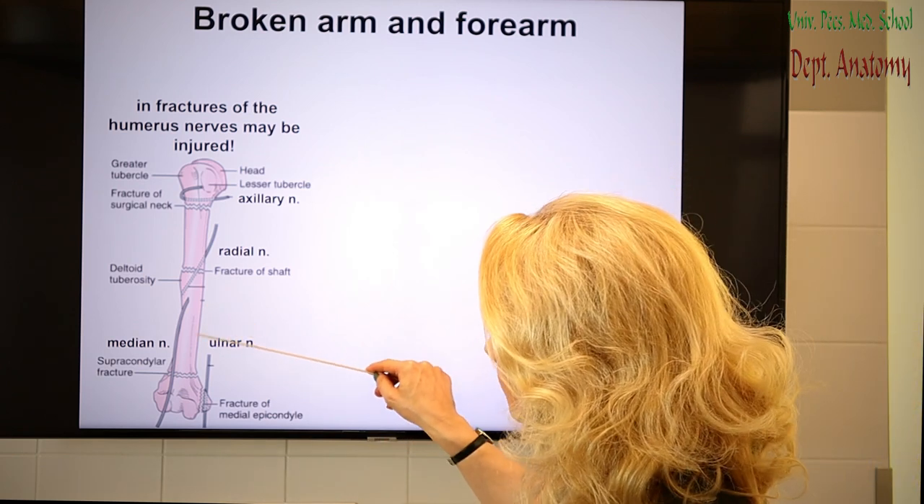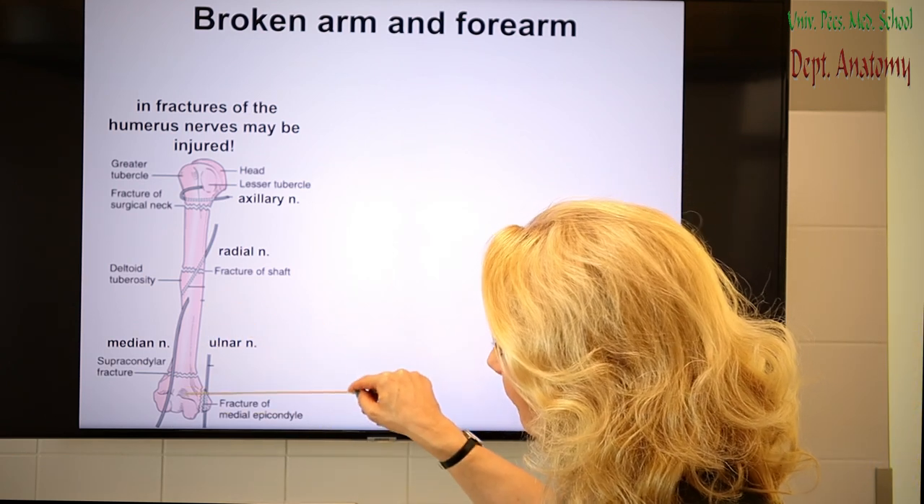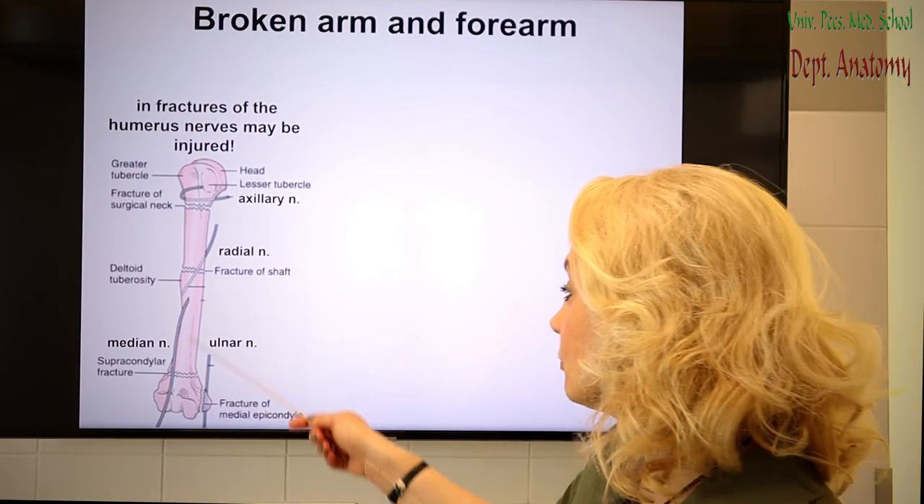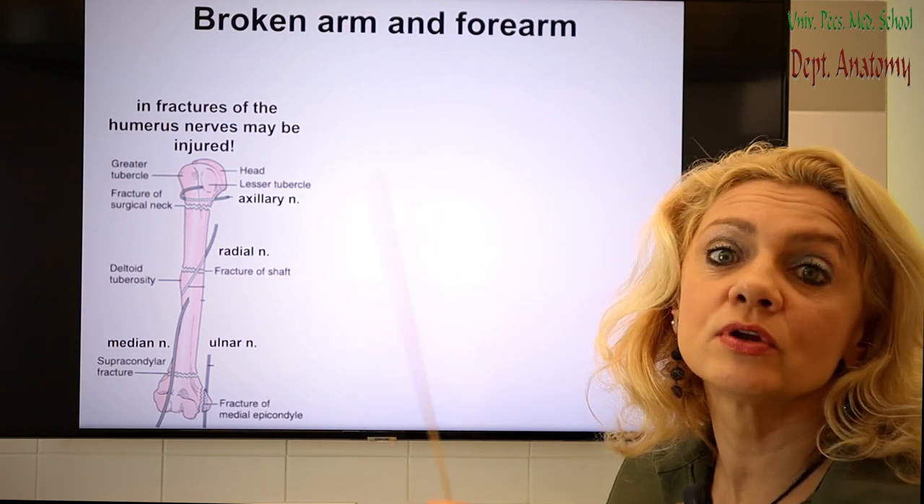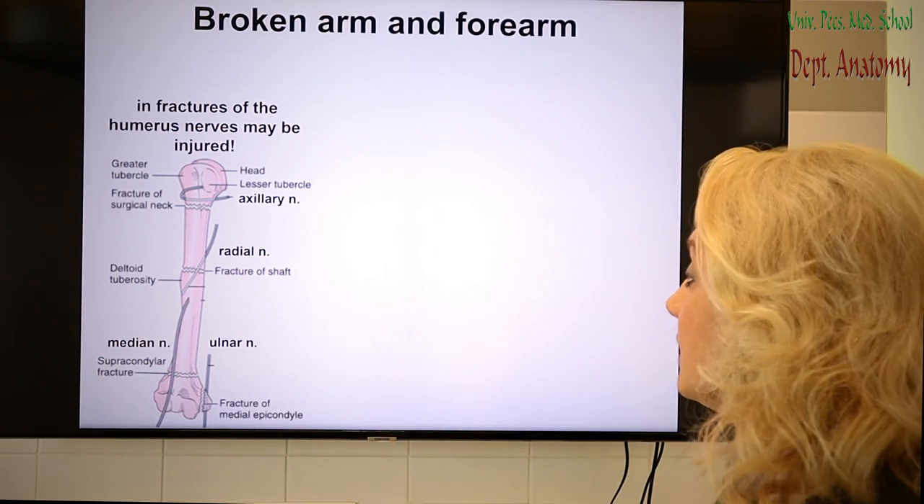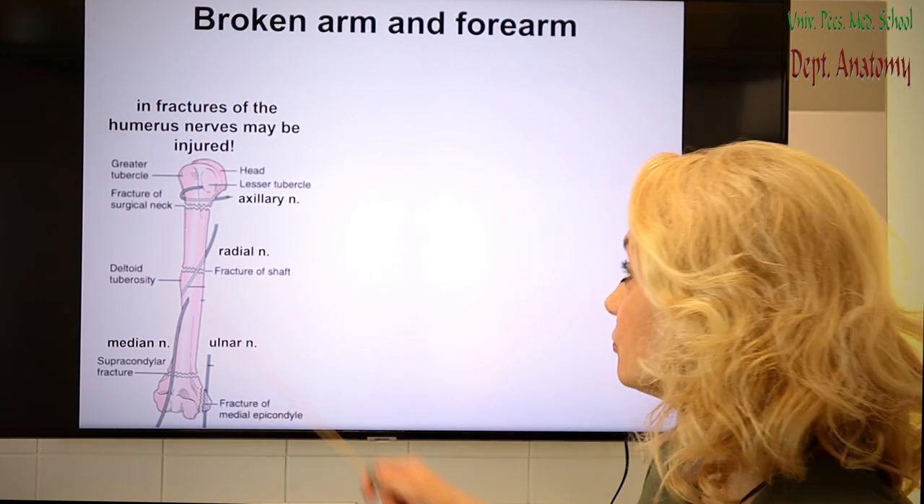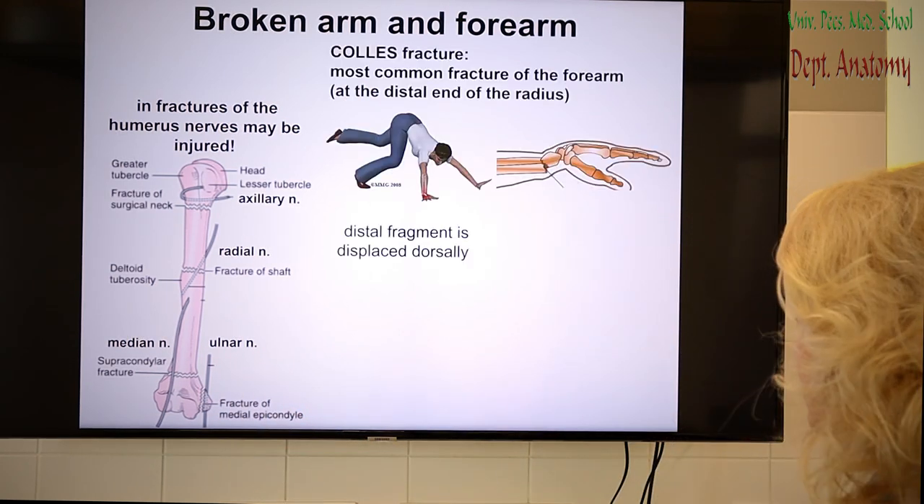Or around the elbow, we find the radial nerve also coming back to the front, and the median and ulnar nerves. So all three big nerves are around the elbow joint. So fractures in this area can also damage any of these nerves.